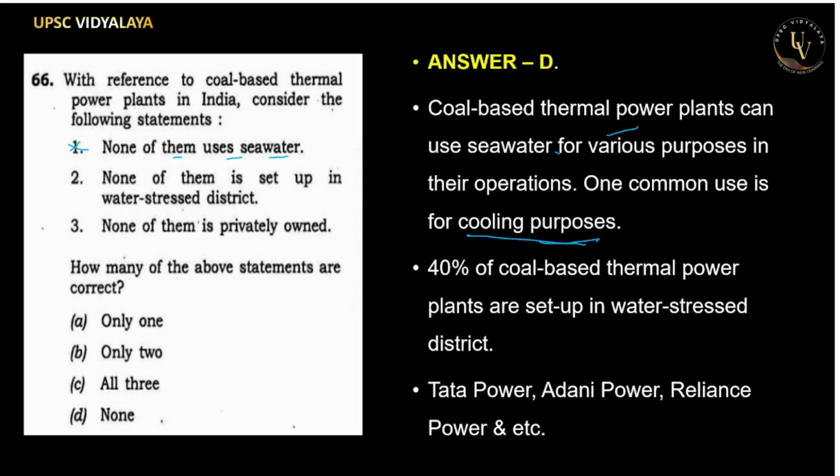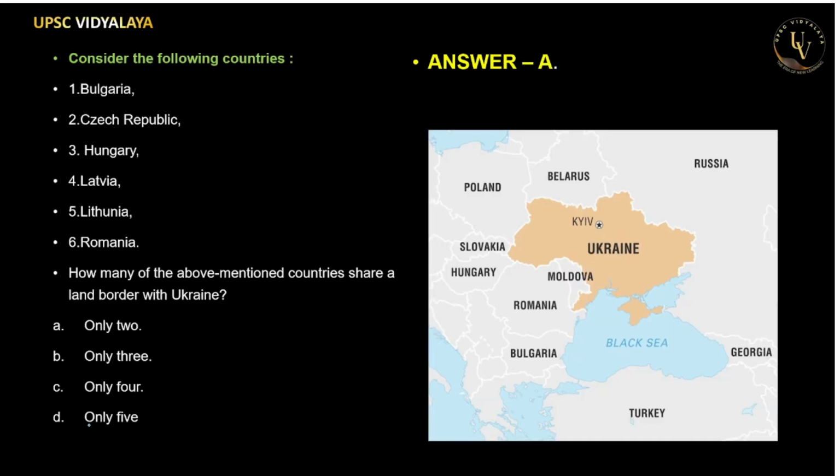None of them is set up in the water stress district. Earlier, when they were actually set up, there was plenty availability of water, that is the groundwater or whatever the water. But because these thermal power plants constantly use large volumes of water, now what has happened? Those have all become water stress districts. So statement number 2 is like that. And statement number 3, none of them is privately owned. No, we have our Tata Power, Adani Power, Reliance Power and so on. So how can we ignore this? So the answer for this question is D. D is the correct answer for this question.